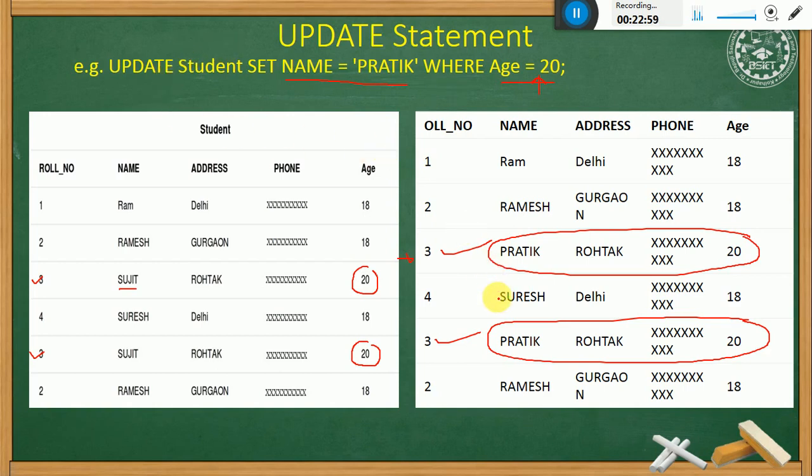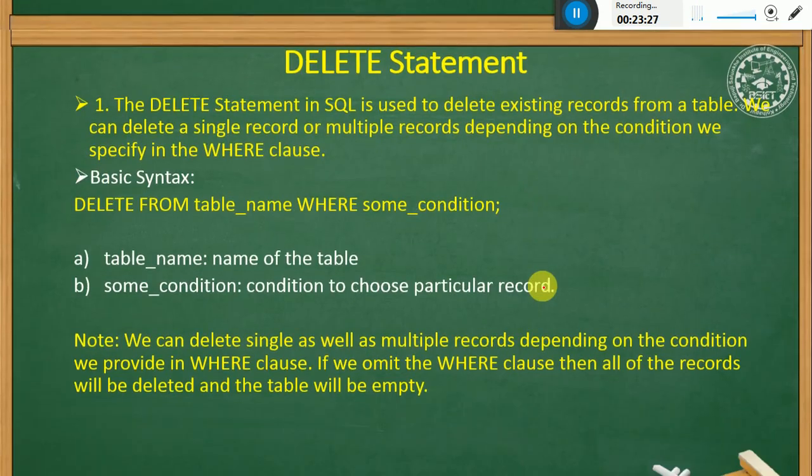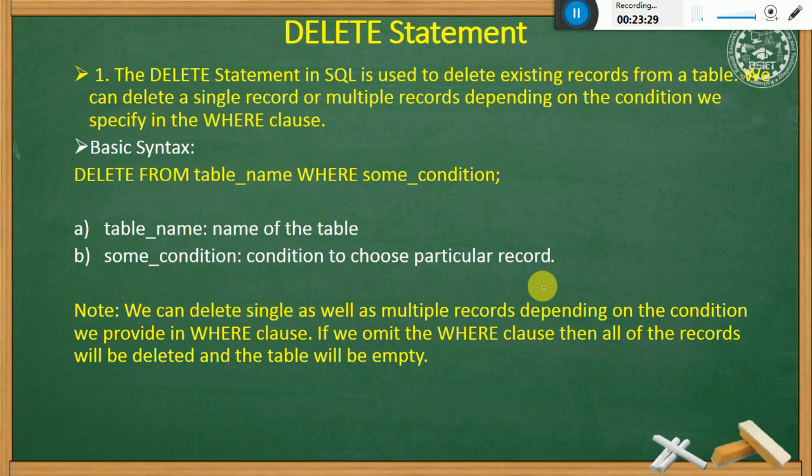Once again I will repeat: update student set name is equal to Pratik where age is equal to 20. It will modify all the student records whose age is 20, changing their name to Pratik. So all the names of students whose age is 20 are updated to Pratik. Multiple rows are updated. So that is the update command.